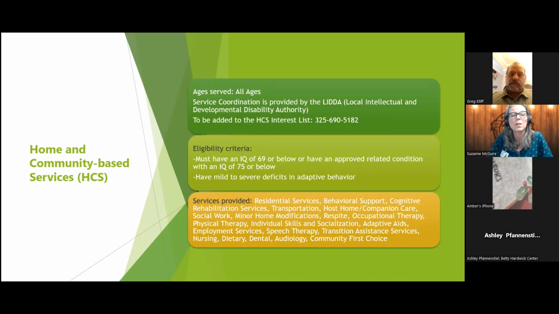And the last waiver we have is the HCS, or the Home and Community-Based Services waiver. Serves all ages, same interest list process as Texas Home Living. You would contact the Betty Hardwick Center in order to get added to this interest list. And it has the same eligibility criteria as Texas Home Living. HCS is the only Medicaid waiver that Texas provides that offers residential services in the form of a 3 or 4 bed group home placement or a host home companion care setting, which looks very similar to foster care.